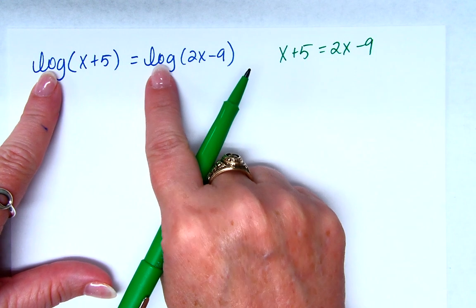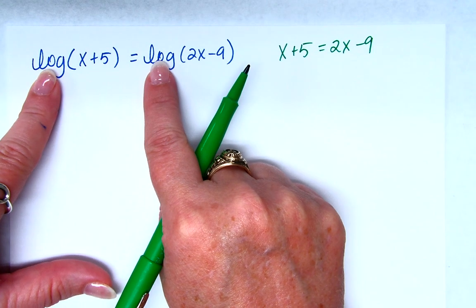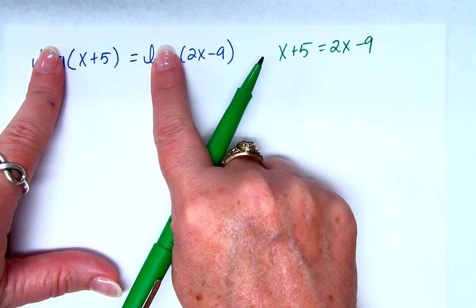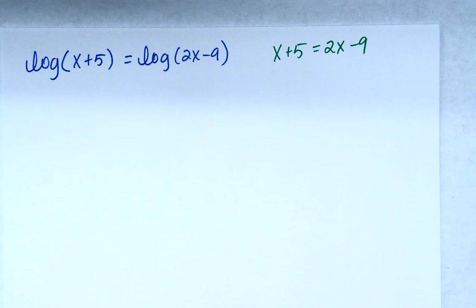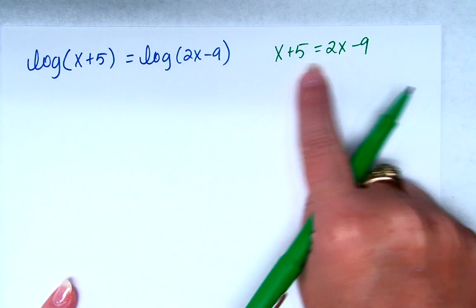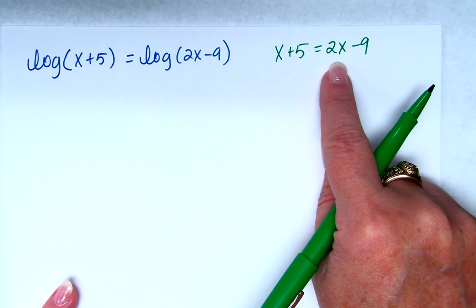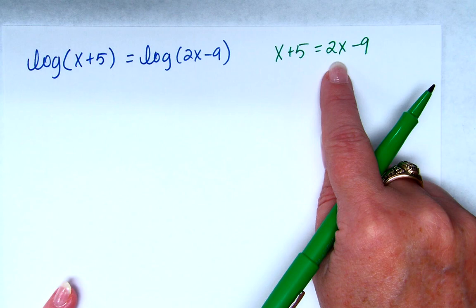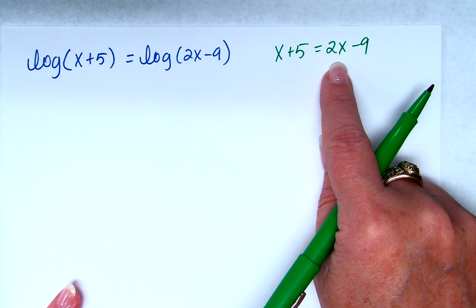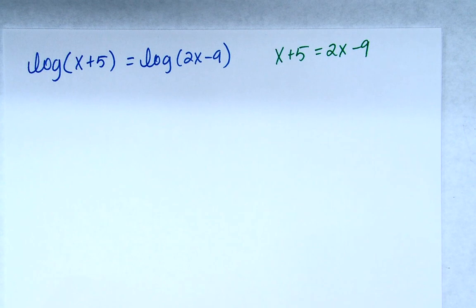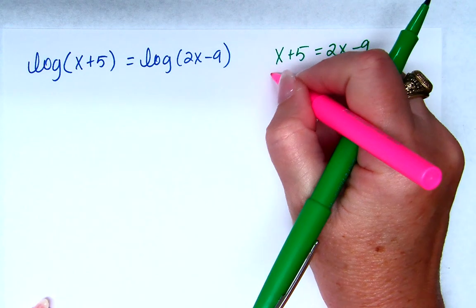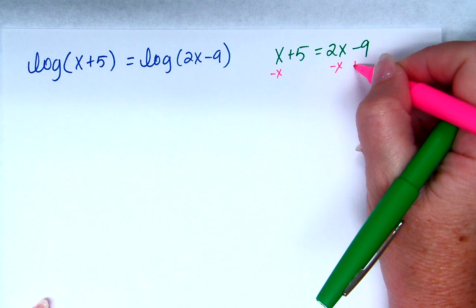People have a tendency to panic when it says log on both sides. There's no reason. If that's all that's there, log of something with log of something, those two somethings just have to equal each other. And you've been doing these equations since 8th grade? 9th grade? Maybe some of you were super advanced in 7th grade? I don't know. Right? So I just need to subtract x from both sides and add 9 to both sides.